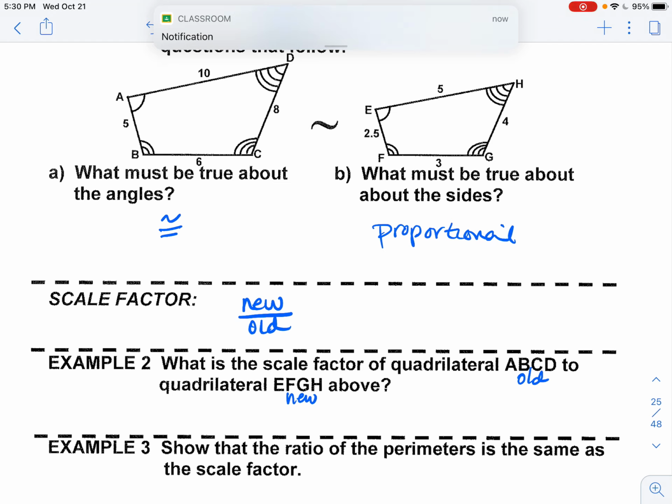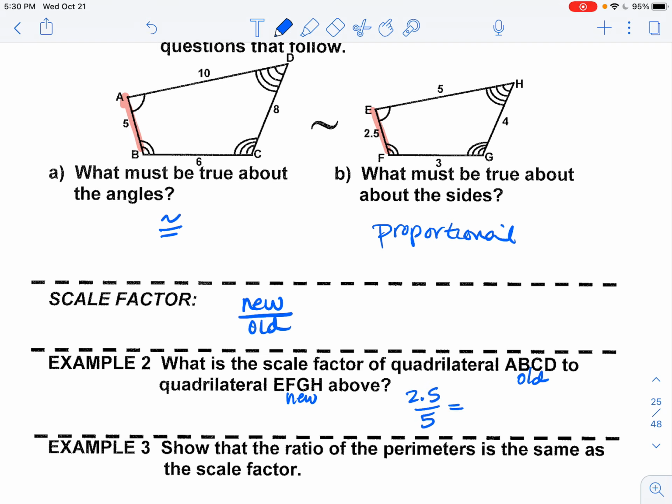So the old, let's just take one side and let's take this side AB and compare it to this side EF. Well, the old side is 5, and so that would be in the denominator. The new side is 2.5. Well, that reduces to a half. So the scale factor, you would have to multiply 5 times 1/2 to get the 2.5.